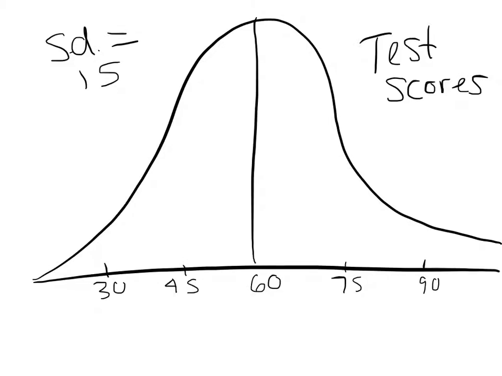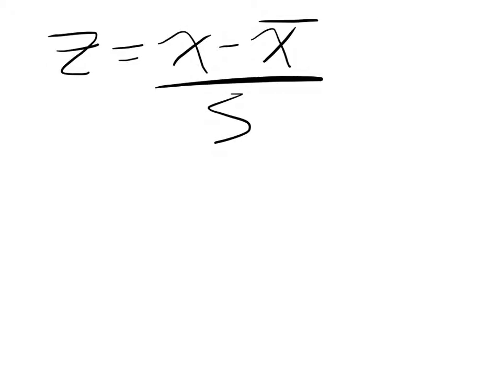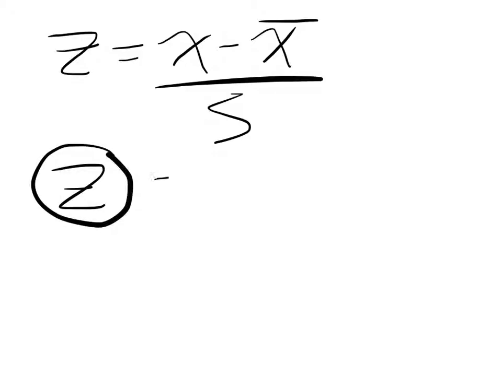Let's look at this bell curve I've made of test scores on a test. You can see that the mean is 60 and the standard deviation is 15. In order to find the z-score for the values in that set of data, we need to use the equation z equals x minus x bar over s. In this case, we're looking for z. And we already know the mean and standard deviation, which is 15 in this situation.